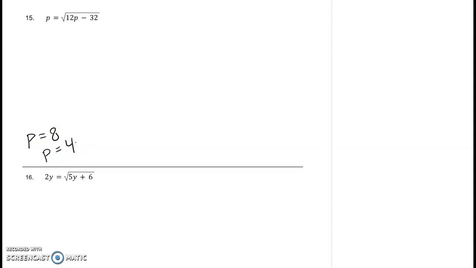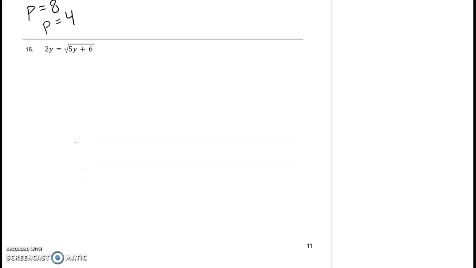Number 15, it actually has two answers, 8 and 4, and then number 16. When you solve it, you get y equals 2 and negative 3/4, or negative 0.75, but you'll find out that negative 3/4 doesn't work, and the answer is just 2.